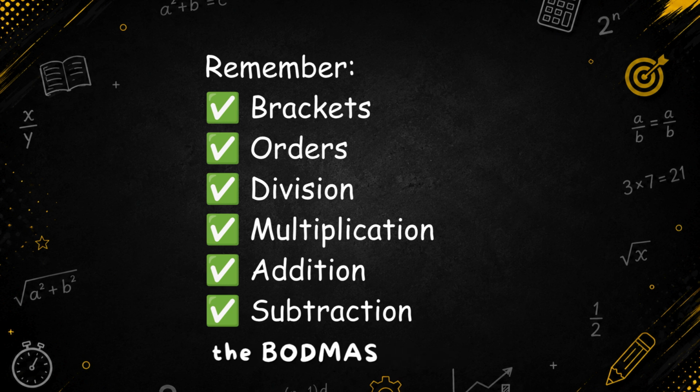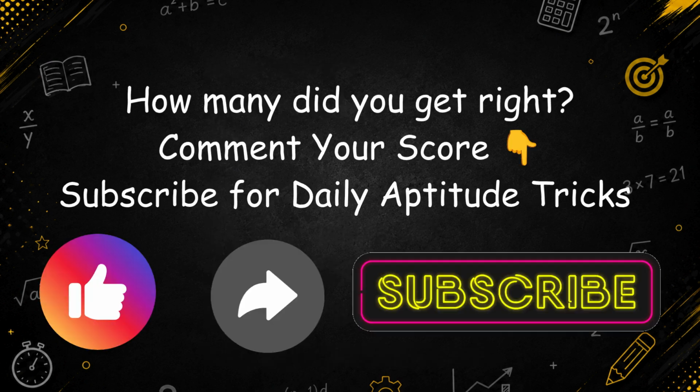Today you learned the BODMAS rule and solved 6 important simplification questions. Whenever you see a simplification problem, remember this order: brackets, orders, division, multiplication, addition, and subtraction. Following this simple rule can help you avoid mistakes in aptitude tests and competitive exams.